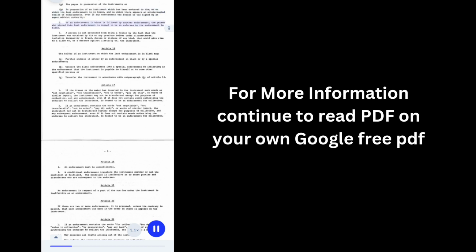2. If an endorsement in blank is followed by another endorsement, the person who signed this last endorsement is deemed to be an endorsee by the endorsement in blank. 3. A person is not prevented from being a holder by the fact that the instrument was obtained by him or any previous holder under circumstances, including incapacity or fraud, duress or mistake of any kind, that would give rise to a claim to, or a defense against liability on, the instrument.